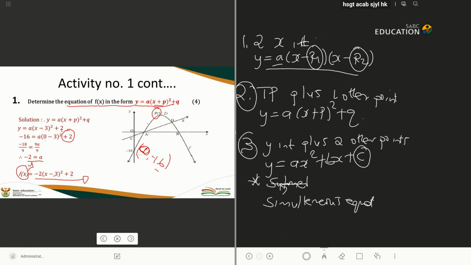So now remember again, under this case number 3, remember to use the simultaneous equations. Somewhere you will be having 2 unknown variables when you formulate 2 equations from that information, okay?